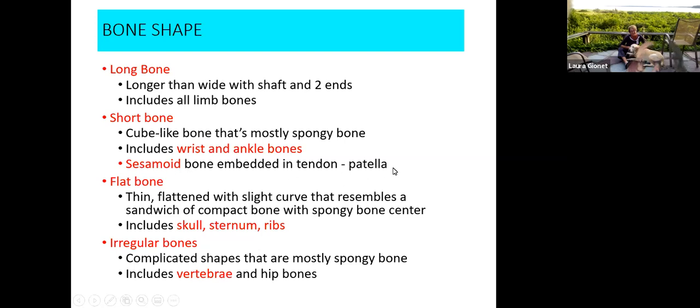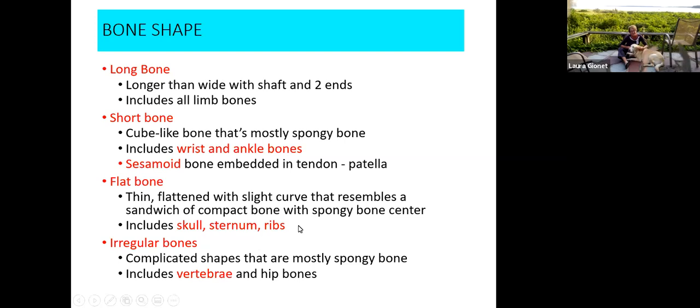And sesamoid bones. Sesamoid bones are bones that grow in tendons and muscles, and they vary in size. We have a lot of them around the ankles, to the inside and the outside of your ankles and the feet, and some around your wrist. And the largest one is your kneecap or patella. That's a sesamoid bone, the type of short bone.